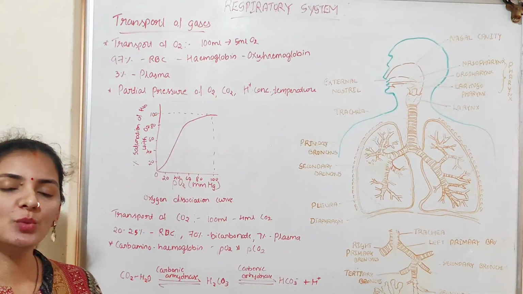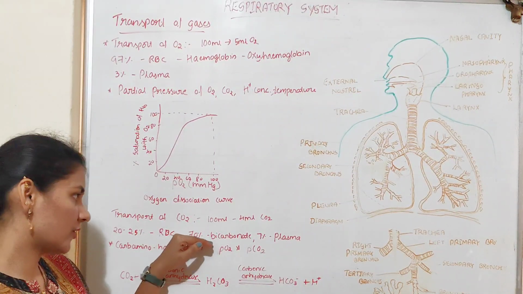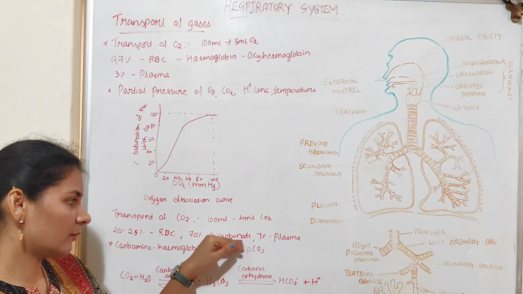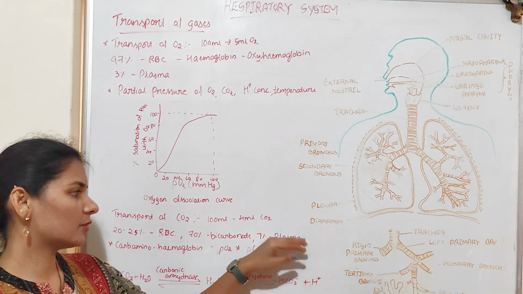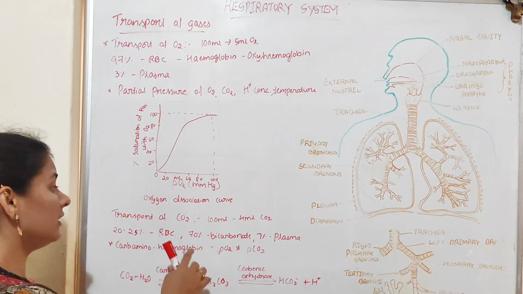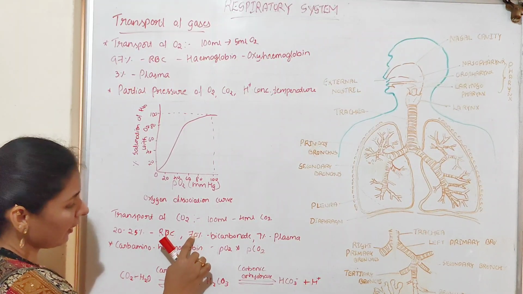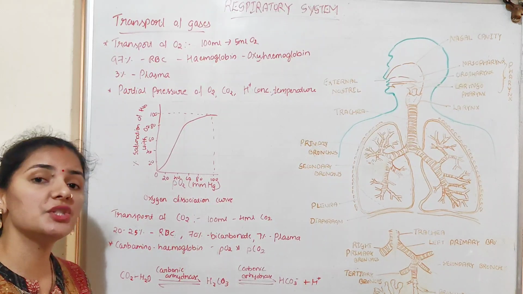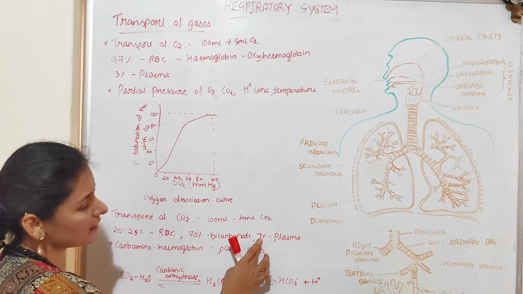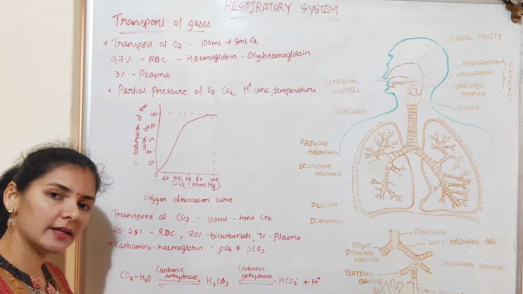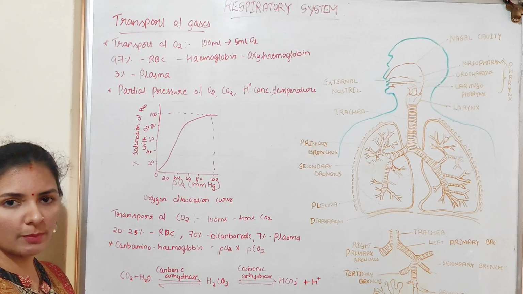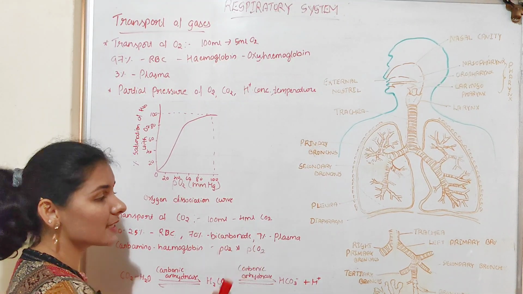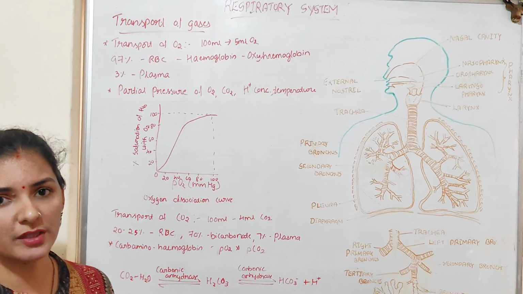Apart from that, there are two more ways of transport of carbon dioxide, that is 70% of the carbon dioxide is transported as bicarbonate and 7% is transported through the plasma. So here 70% of the carbon dioxide is transported as bicarbonate by diffusing into the RBC, whereas here 7% of the carbon dioxide will be dissolved into the plasma and it will be transported. Anyhow, in both the cases, the mechanism of transport is the same.